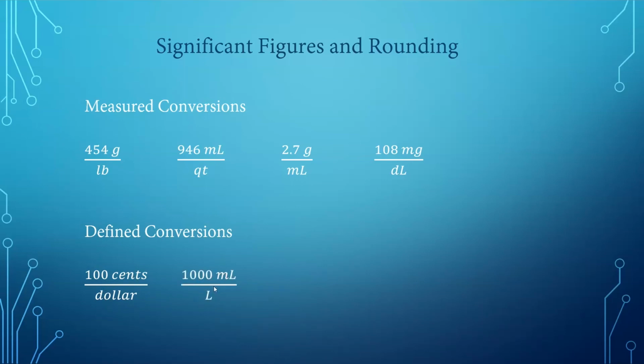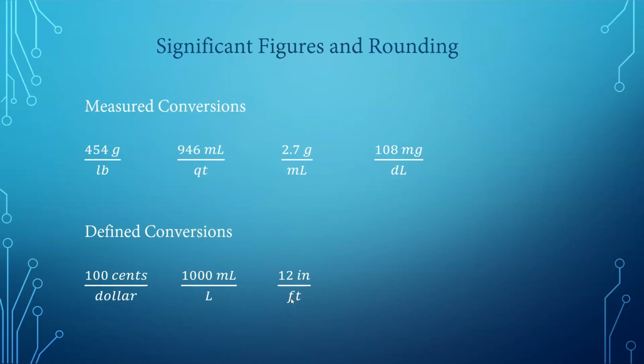Whenever you have 2 units from within the same system, like these are both metric units, that's a definition. When the French devised the metric system, they said, oh, let's divide the liter into 1,000 equal parts, and we'll call those milliliters. And so by definition, there are exactly 1,000 milliliters in a liter. If your units are both in the English system, we can assume that they are definitions.